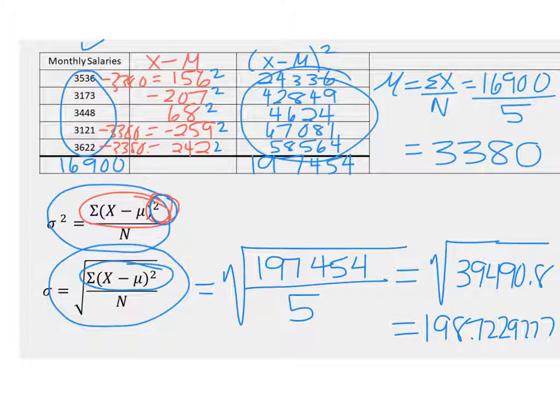And we take the square root of that, and that'll give us a value of 198.7229227. And we will round to the same number of decimal places as our original data, so that's no decimal places. So we can conclude that our standard deviation in this case is 199.